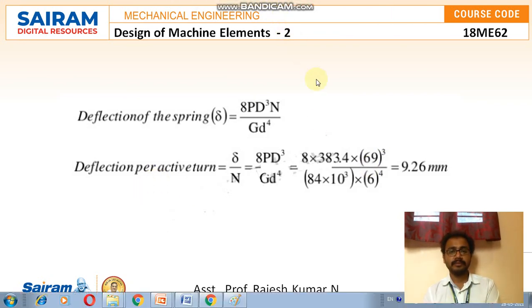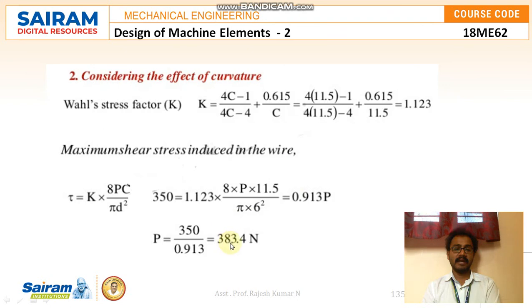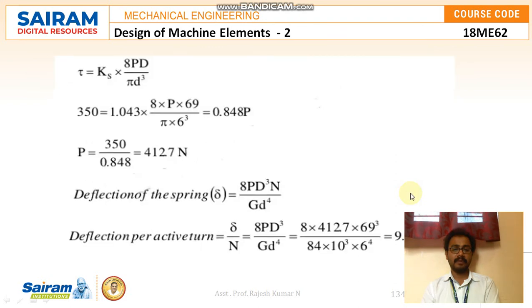And similarly, the deflection of the spring delta and the deflection per active turn, I am getting the value. The formula for deflection of the spring is 8PD cube n divided by G d power 4, where the deflection per active turn, that is delta per n, is equal to 8PD cube divided by G d power 4. The P value we calculated as 383.4, let me substitute that, and the D value we calculated already as 69. So 8 into 383.4 into 69 power 3 divided by 84 into 10 power 3 into 6 power 4. So I am getting the deflection per active turn as 9.26 mm.